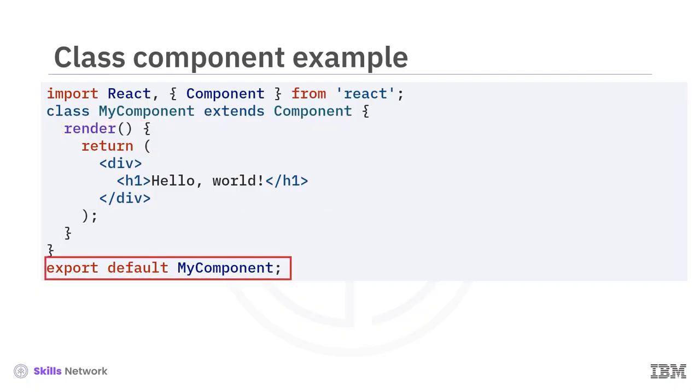The final statement is the export statement with export default MyComponent. This statement exports the MyComponent class as the default export from this file. It allows other files in the project to import and use MyComponent by importing it using import MyComponent from MyComponent.